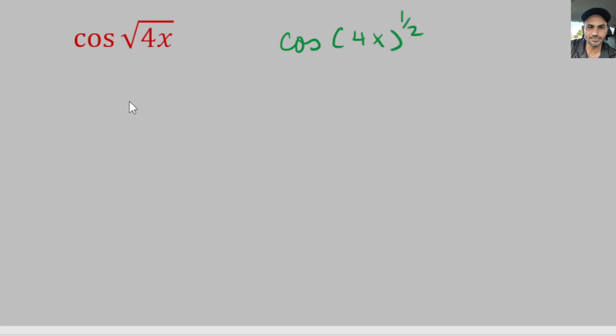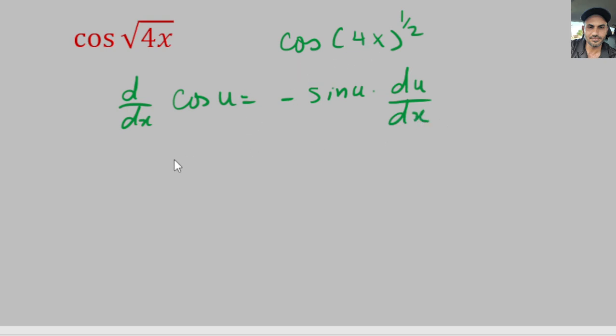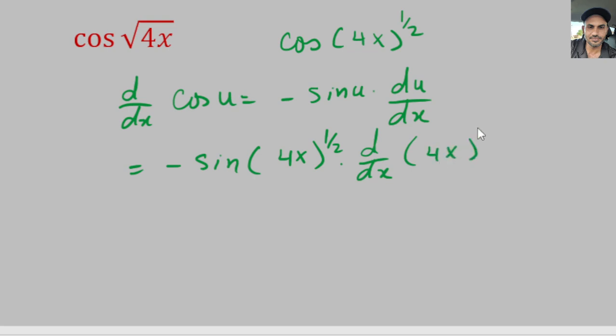Okay, so we're going to apply the chain rule here. d over dx of cosine of u equals negative sine of u times du over dx. And then we go ahead and plug our function into this chain rule. So we get negative sine of 4x to the 1/2 times, now we take the derivative of 4x to the 1/2.